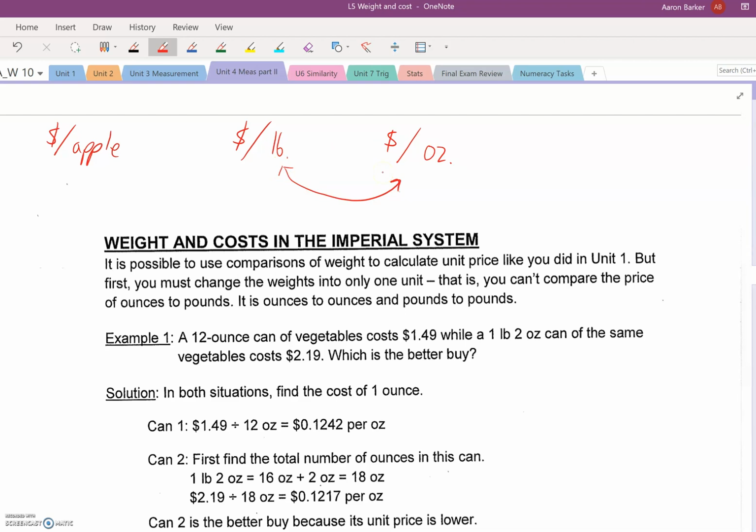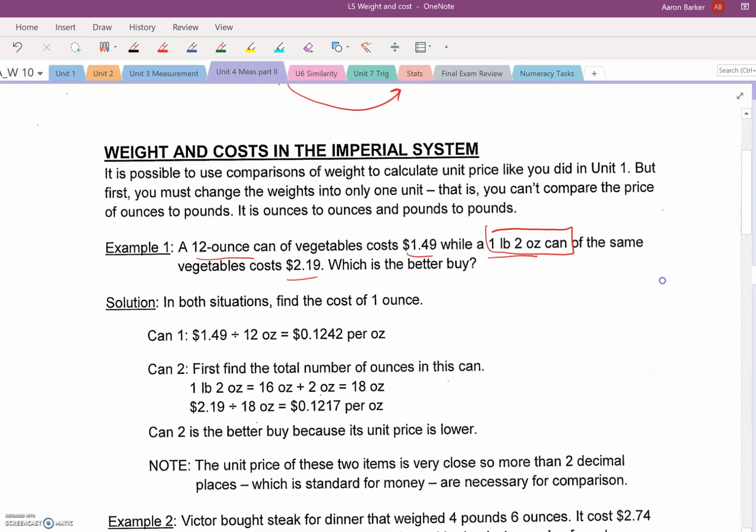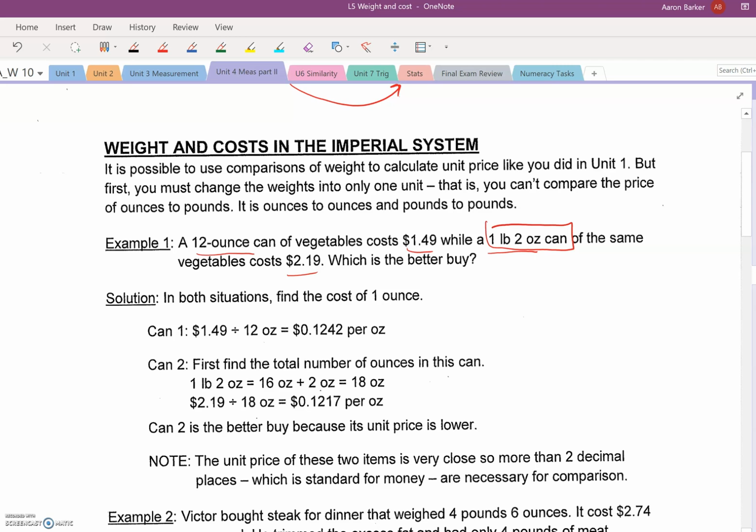So here we have a 12-ounce can of tomatoes, costs $1.49, but another can is 1 pound 2 ounces and it costs $2.19. Which one is the better buy? We usually assume it's this one, but that's not always the case. If you look at eggs in the superstore, that's almost always happening, that the dozen is often cheaper than the 18. So what you've got to do is figure out the cost of 1 ounce.